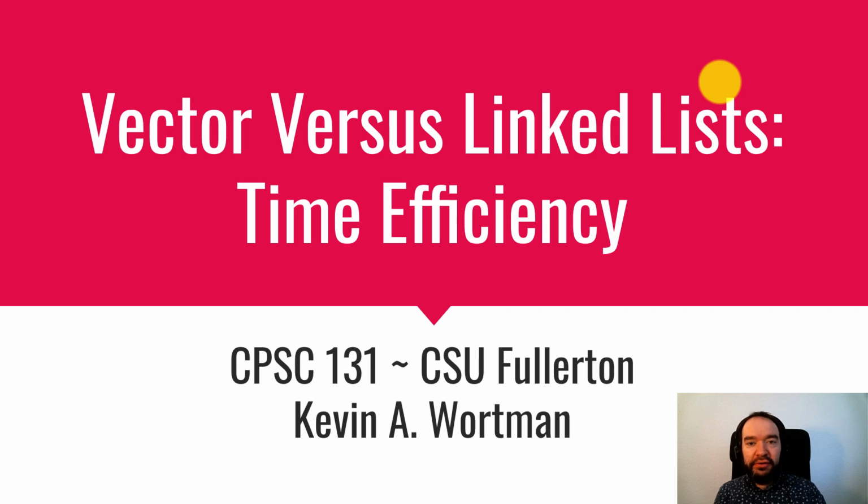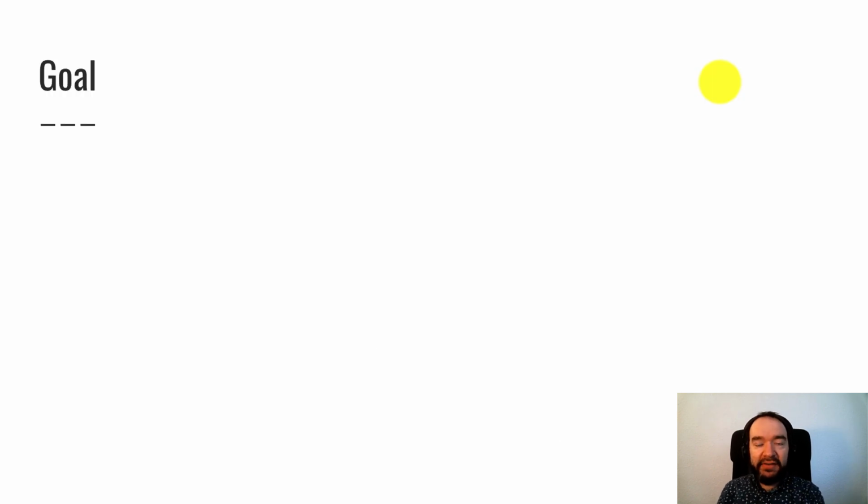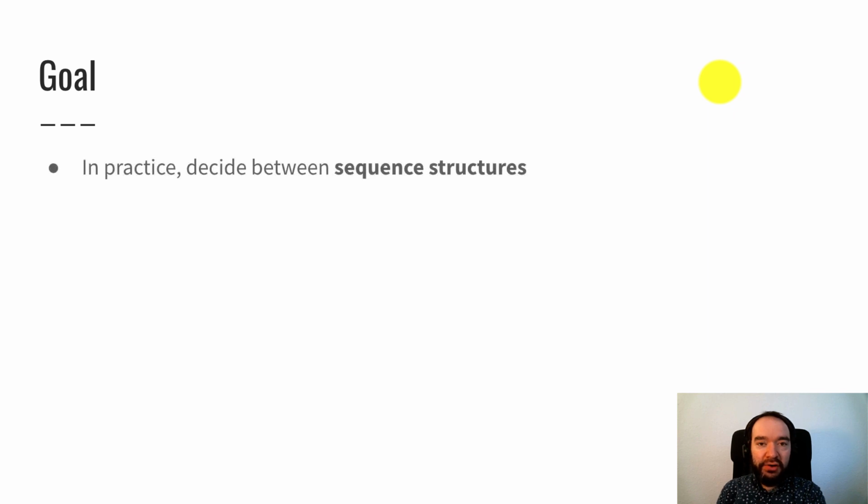Hi, this video is the first of a few that are going to be comparing vectors and linked lists. We've studied these data structures in detail. Now we're going to compare and contrast them and try to come up with which one you should actually use. So the goal of this little segment we're doing is so that in practice you can decide between these sequence structures. So we've covered vector, singly linked list, which we abbreviate SLL, and doubly linked list, which we abbreviate DLL.